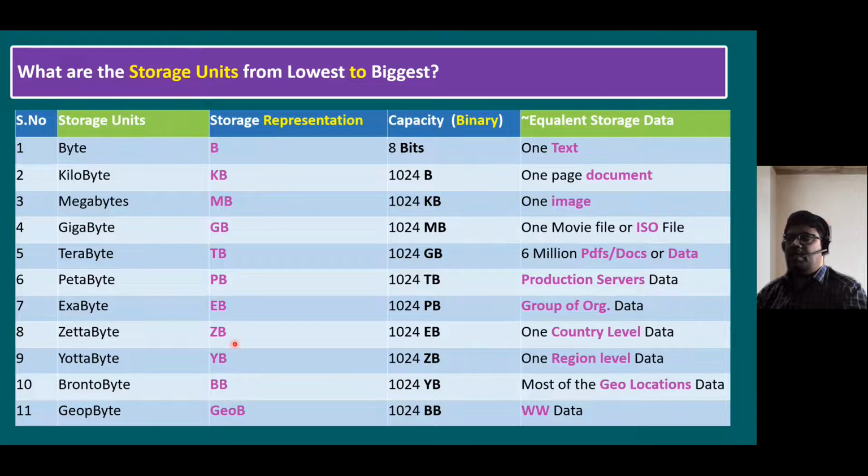Suppose one region like the APAC region or EMEA region or any other region, it may start with a yottabyte, the short form is YB. And brontobyte, BB, is for most of the geolocations, the entire geographical locations, any specific geos. And geobyte, GeoB, means the complete worldwide data. If you want to calculate the storage units, we can calculate up to GeoB, which is like 1024 BB. Like this our storage units increase from lowest to biggest.